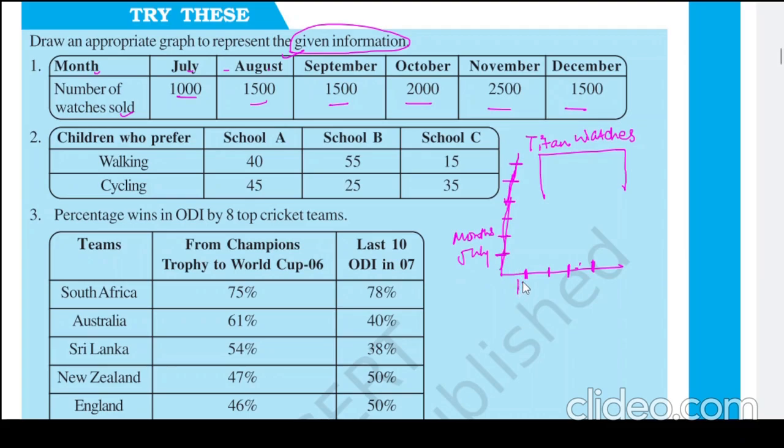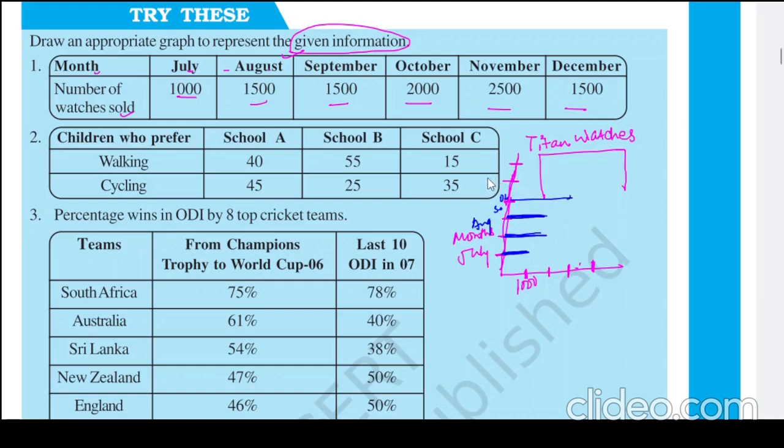Okay, so in the month of July, how much are they selling? They are selling 1000. So in the month of July, you will take this to here. In the month of August, they are selling 1500. So your graph will be something like this. In the month of September, they are again selling 1500. So your graph will be like this. In the month of October, this one was September, this one is October, they are selling 2000. So your graph will be here.